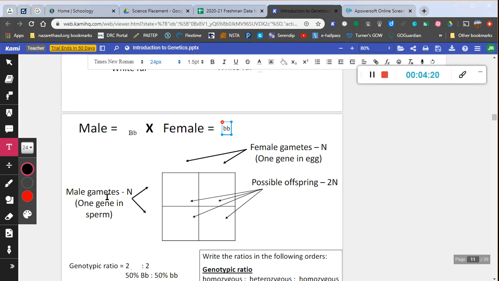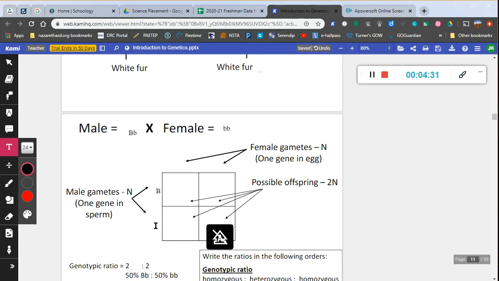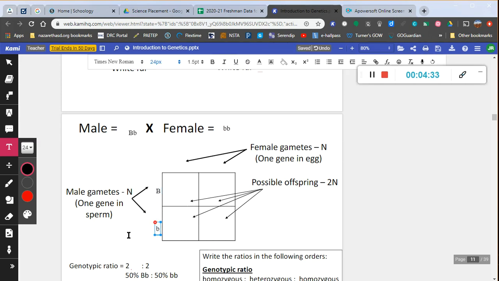So I'm going to separate, and this goes back to that independent assortment idea, I'm going to separate the two alleles next to my Punnett square, as so. And I'm going to do the same thing for my female. Raise this up a little bit.